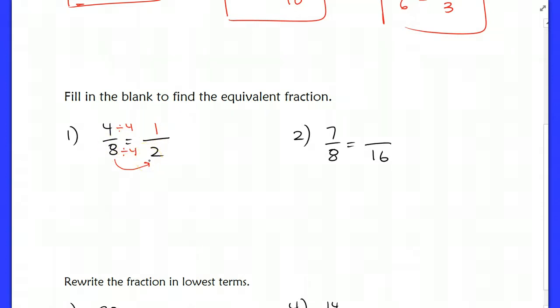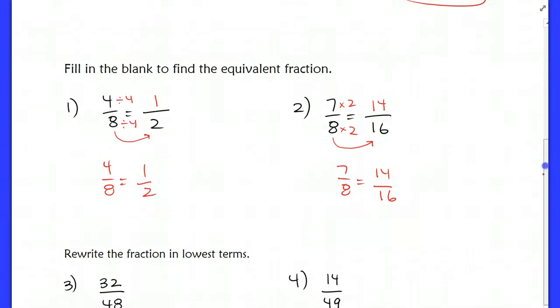In number 2, now it's kind of a little bit different. How do we change 8 into a 16? Well, to change an 8 to a 16, we have to multiply by 2. So I'm going to multiply the numerator here as well by 2, and I end up with 14. So 14/16 is equivalent to 7/8. These are equivalent fractions. So 4/8 over here was equal to 1/2. These are your equivalent fractions.